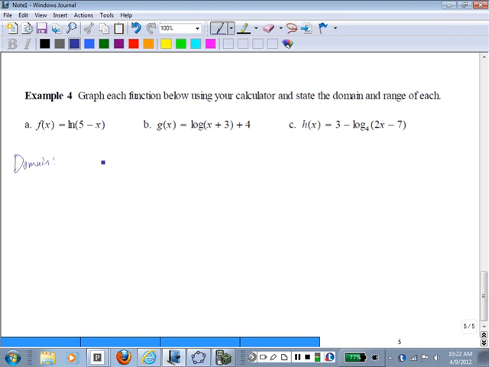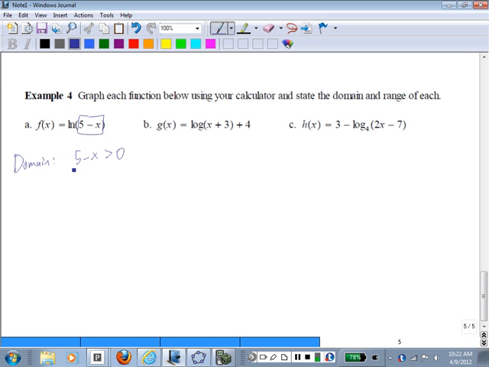What we do is we take the argument of the log, and we know that it can't be negative and it can't be 0. It has to be positive. So if I'm going to write a mathematical statement that says 5 minus x has to be positive, what would I write? 5 minus x has to be positive. Is that one way to write it? 5 minus x is greater than 0.